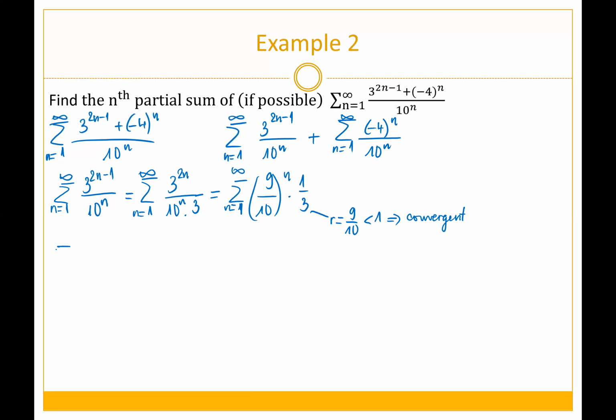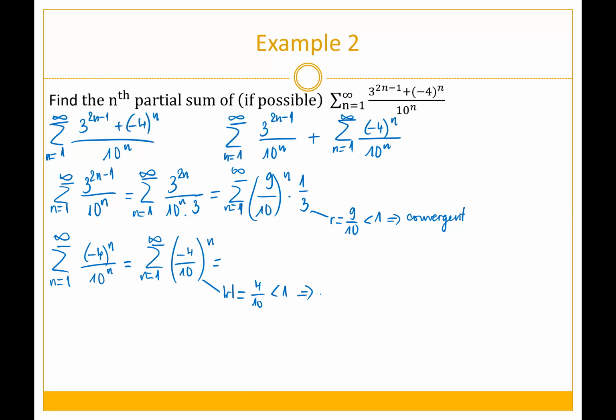And then you have another one, which is (-4)^n over 10^n. Clearly, you can put them all into the power here, and the absolute value of r is 4 over 10, also smaller than 1. So this is also convergent by the geometric series test. Then you can find their sum using the formula a over 1 minus r. We remember here a is always the first term in that series. So you plug in n equal to 1 and find what it is.